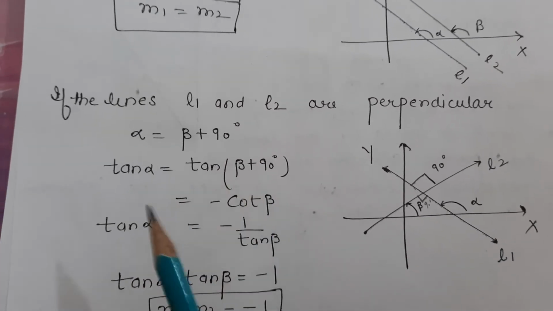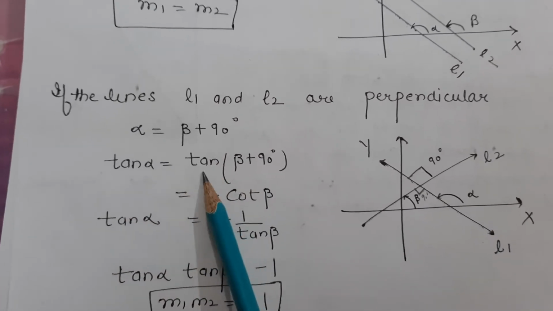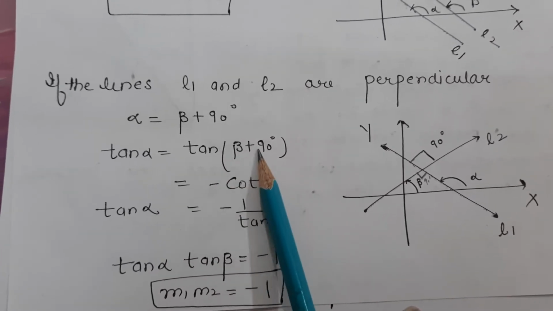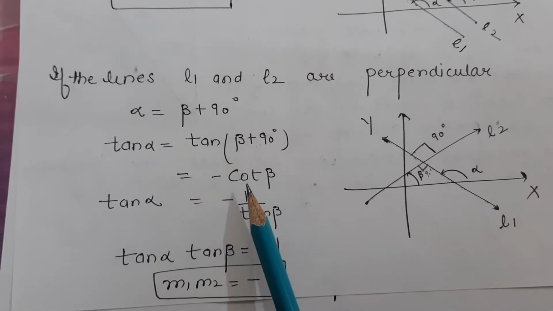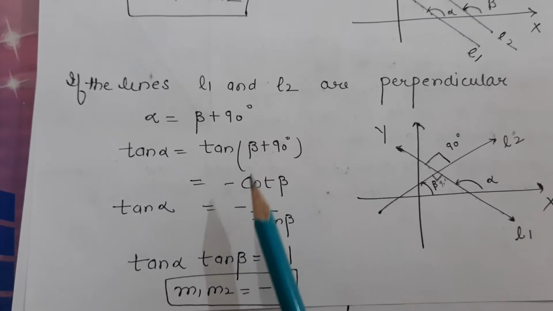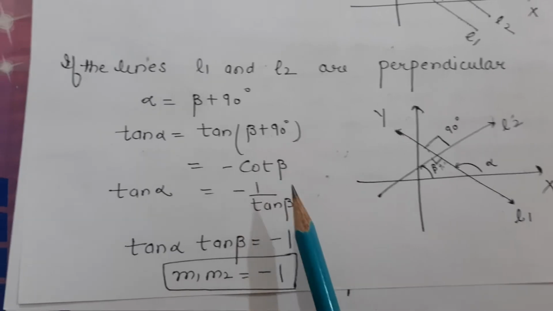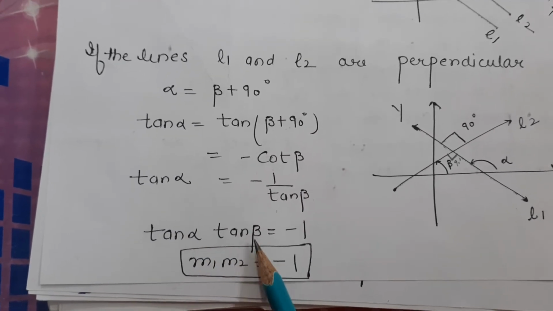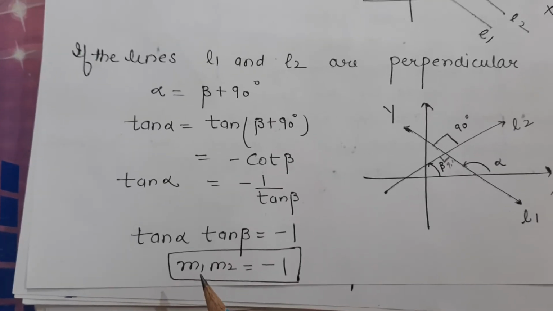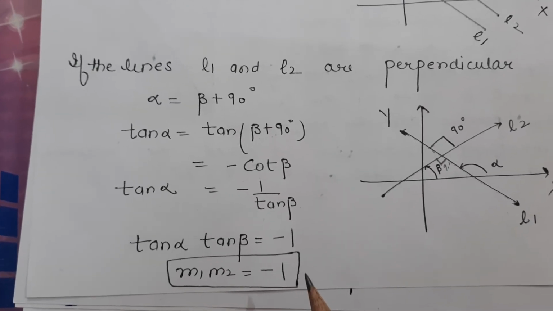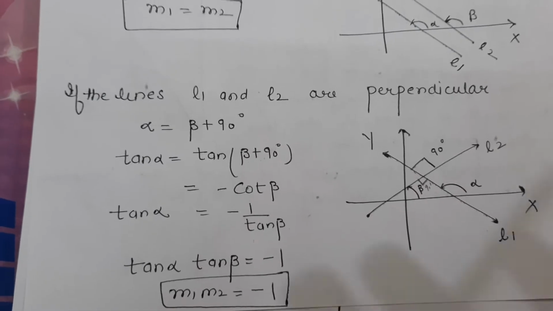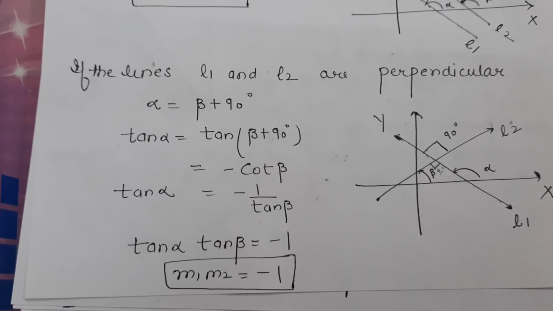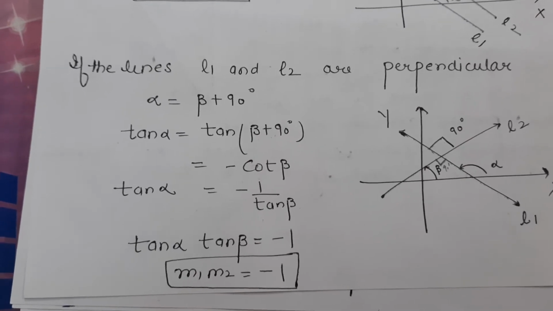Take tan on both sides. You will have tan alpha is equal to tan of (beta plus 90). This is 90 plus theta. Tan will change to cot. In the second quadrant, tan theta is negative. So minus cot beta, which is minus 1 by tan beta. Multiply them, tan alpha into tan beta is minus 1. Or m1 into m2 is equal to minus 1. So from here you are going to have a result. If two lines are perpendicular, then the product of their slopes will always be equal to minus 1.